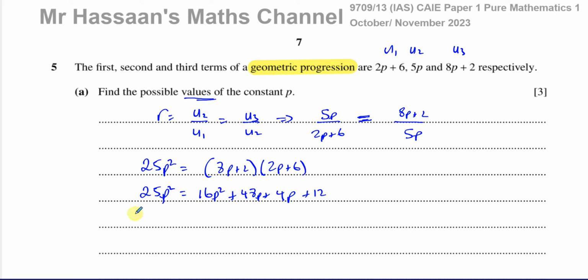Let's subtract 16p squared from both sides. So 25p squared minus 16p squared is 9p squared. Then we're going to have 48p plus 4p, which is 52p. Subtract it from both sides, you have minus 52p. And you have 12, take away from both sides, you get negative 12 equals 0. All right, so we have this equation that we want to solve.